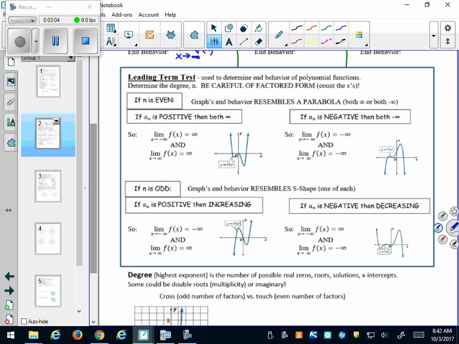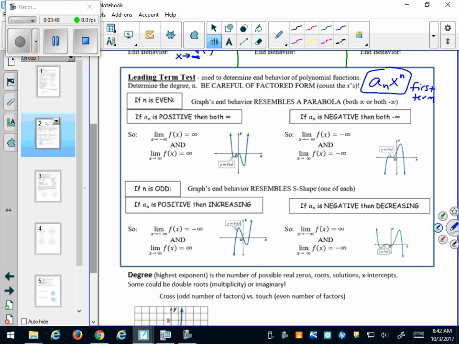First of all, they call it the leading term test, but you're looking at that first term, right? Your first term is written like this: a sub n times x to the n. Where a sub n is the coefficient, that's the number part of it, and x is your variable, and then the n is going to be the degree.